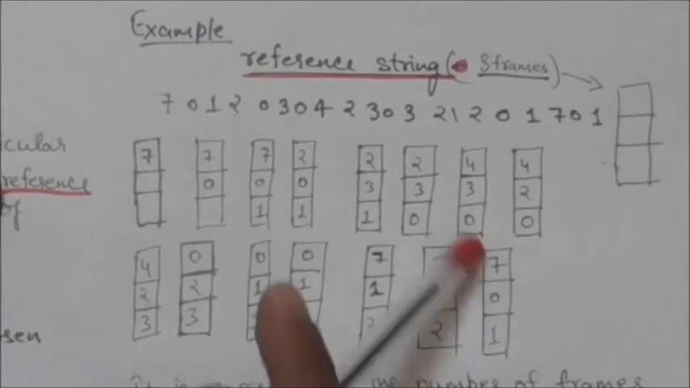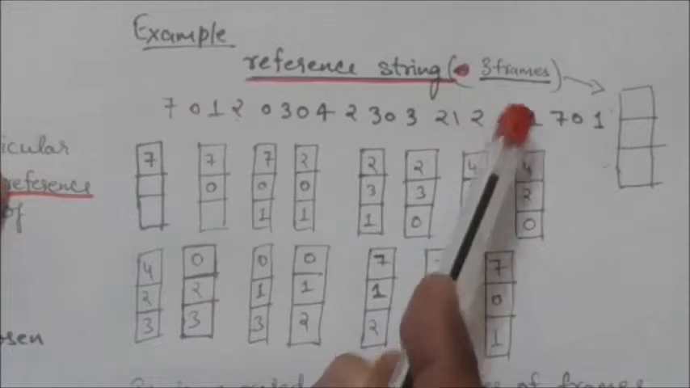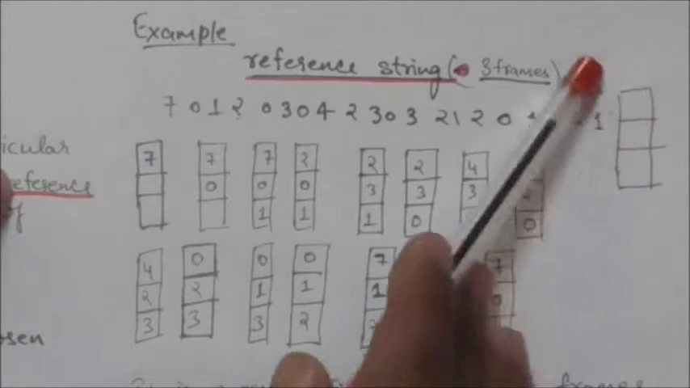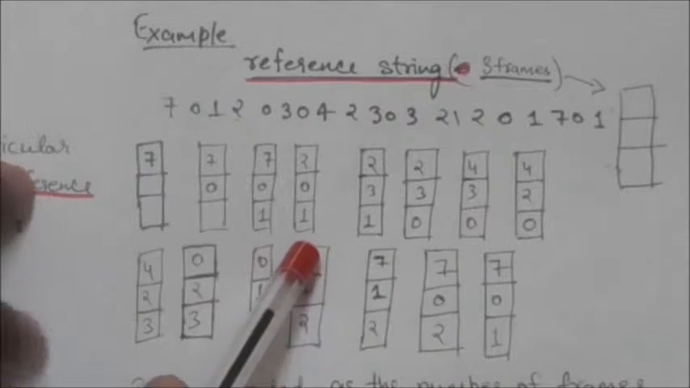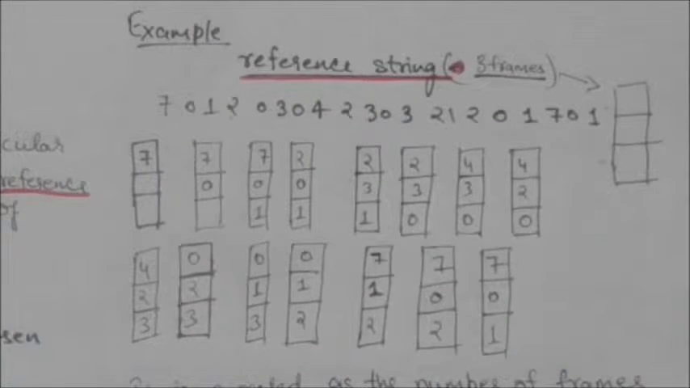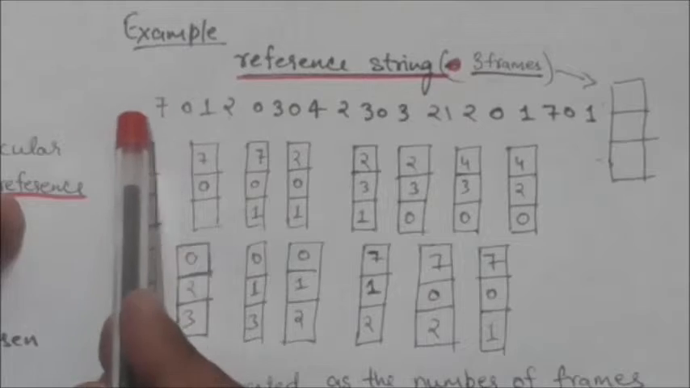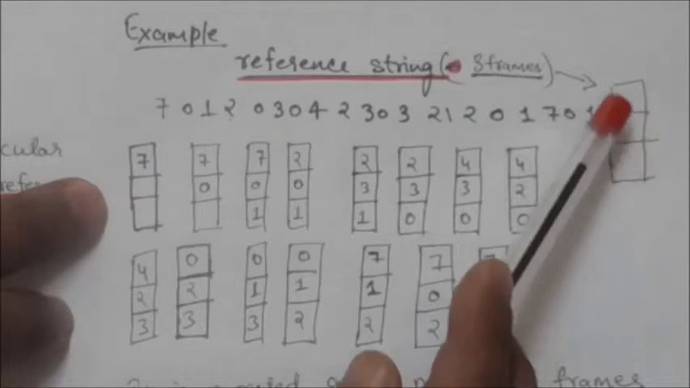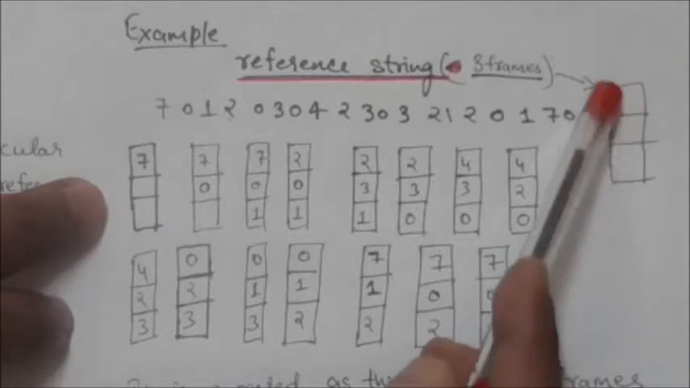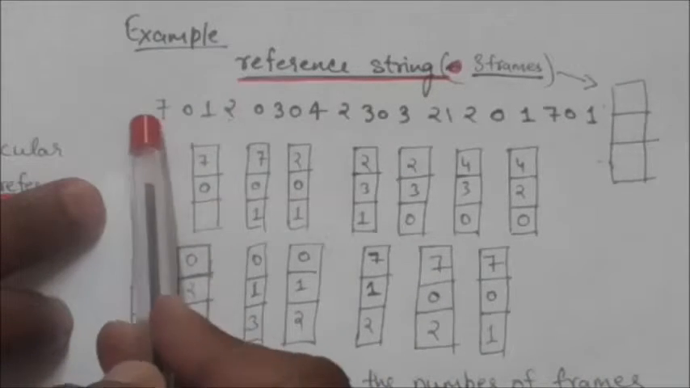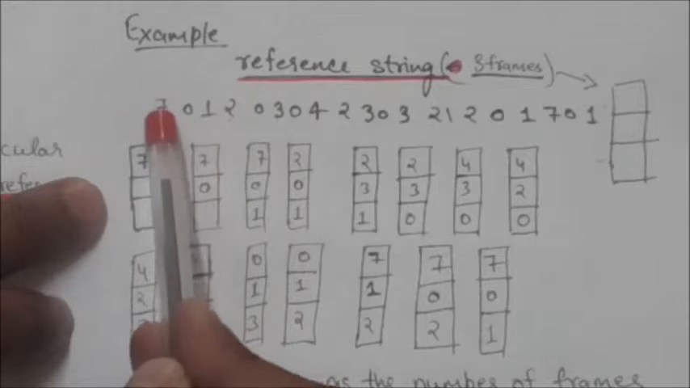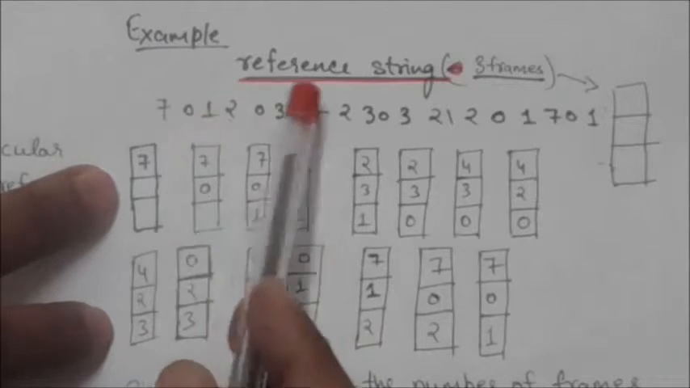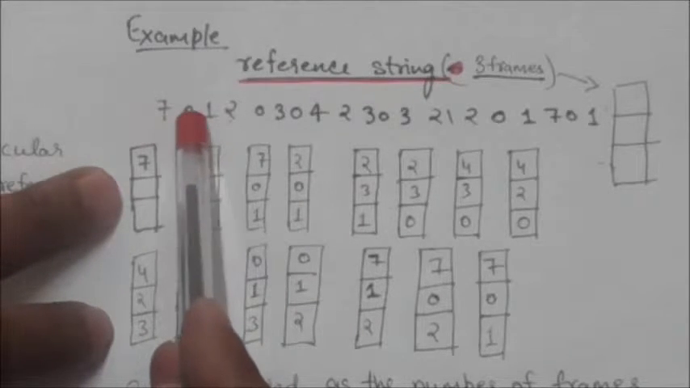Now consider this reference string. This is the reference string. Now suppose we have only 3 frames in main memory and initially all these 3 frames are free. Here you can see in the reference string the first reference is to page number 7. Initially all the 3 frames are free, so this page number 7 is not in main memory. So a page fault will occur. When the page fault occurs, page number 7 will be brought into main memory and kept in a frame.